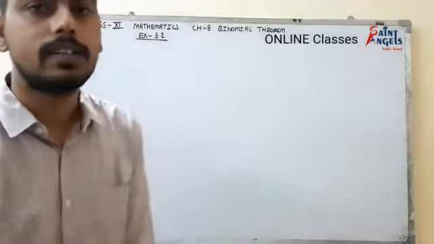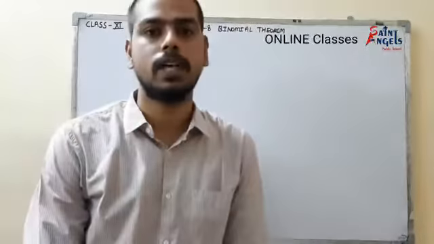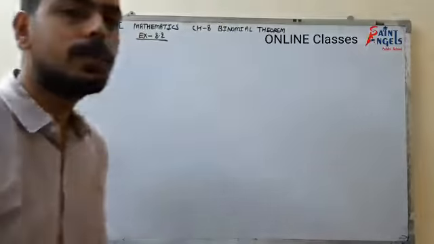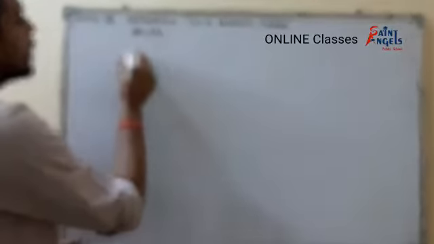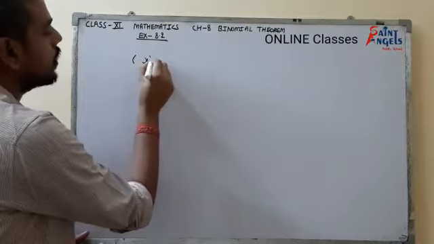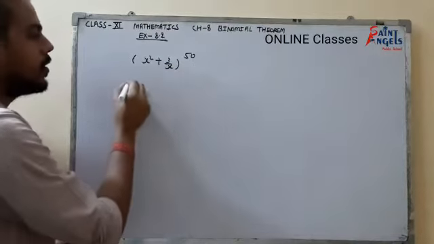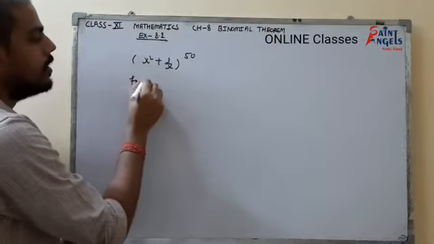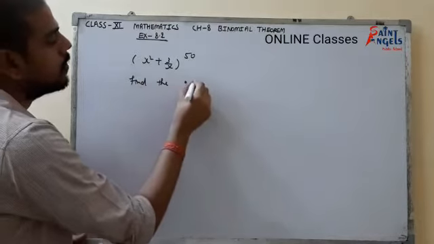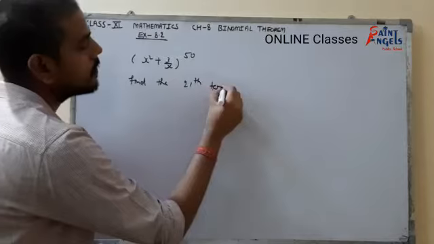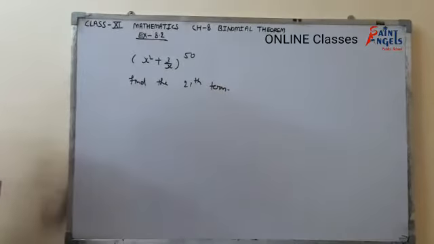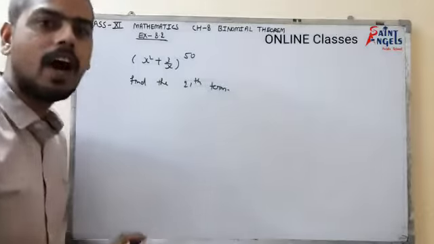So today we'll start the concept of general term and the middle term of a binomial expansion. Suppose I ask you that in the expansion of (x² + 3/x)^50, find the 21st term. Then how would you find it? Till now, what we have studied, how would you do it?